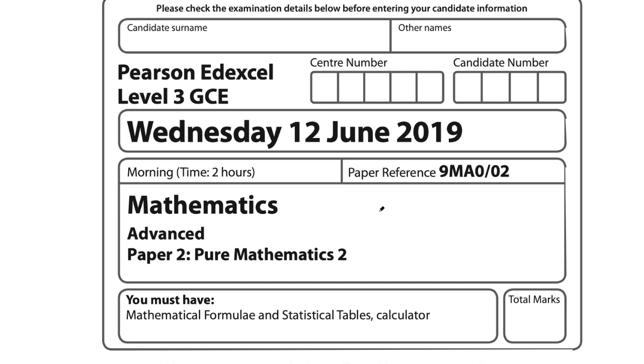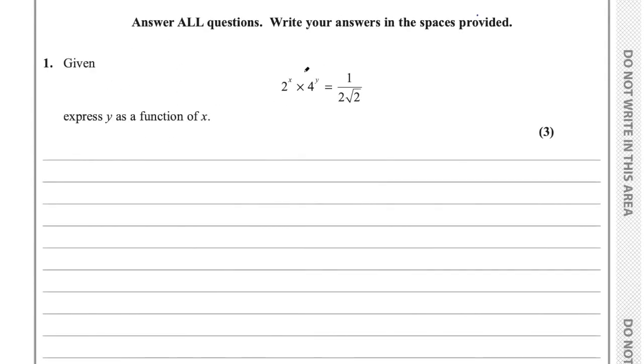This is Edexcel A-level Mathematics, Paper 2, Pure Mathematics 2 for the 2019 exams. Question 1 says, given that 2 to the power x multiplied by 4 to the power y equals 1 over 2 times root 2, express y as a function of x.